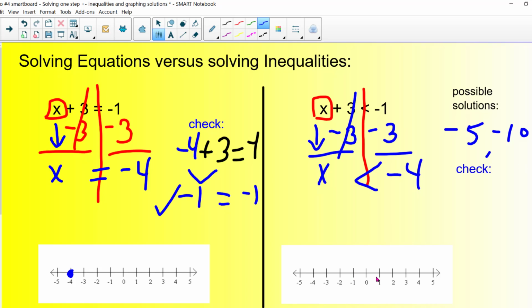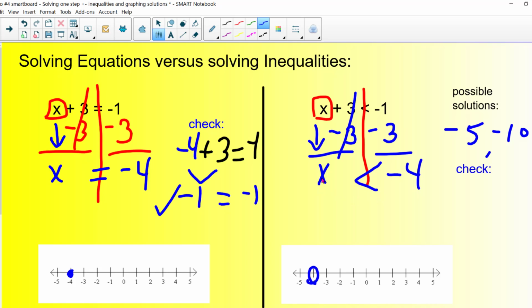So let's draw this on our number line. We've done this before. So our boundary point is negative 4. So I put a circle at negative 4. Is it going to be an open or closed circle? It will be open because this is not also equal to. This is our boundary point, but x can't be equal to. It doesn't have that line underneath. So I leave it open.